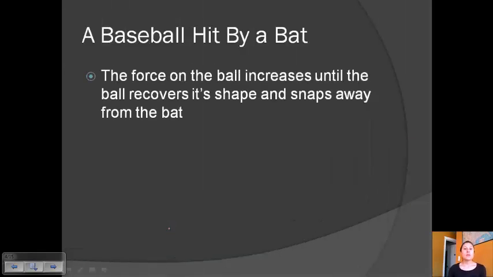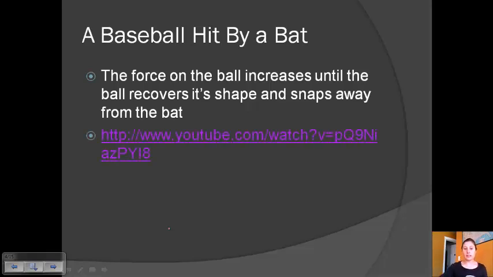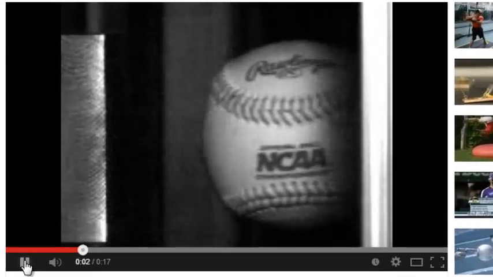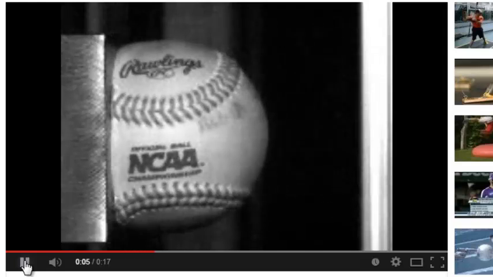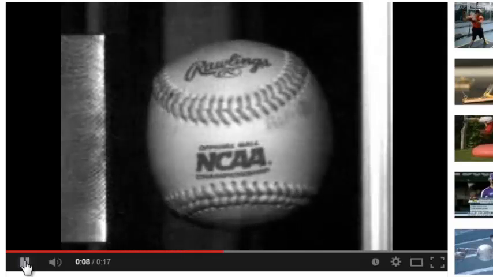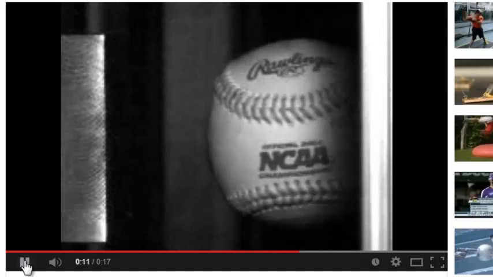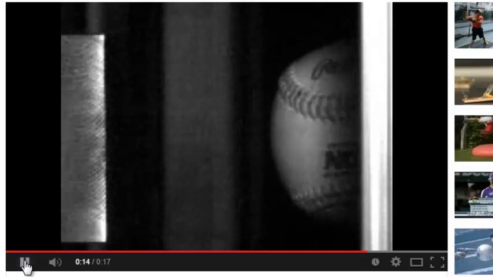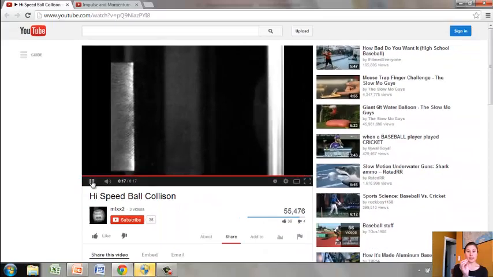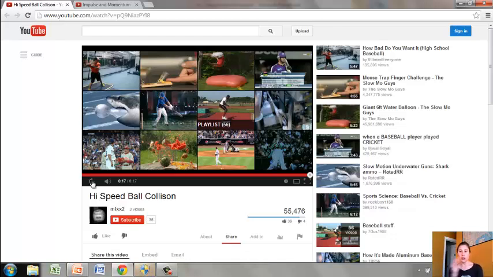Okay, we can also use impulse when we're talking about other types of activities like baseball. We apply a force on a ball when we hit it, and that increases until the ball recovers its shape and then snaps away from the bat. We can look at this in slow motion. And so you can see that the ball hit the object, which could be a bat. In this case, I think it's just a wall, and it deformed the ball, and then it snapped back. And so that force is being applied while the ball was in that deformed shape.